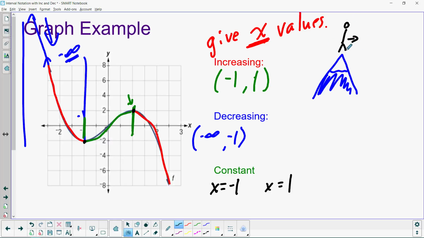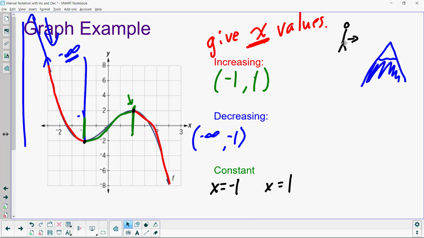Okay. Now, we still have this decreasing section over here on the right. So we need to include that in our decreasing interval. So what we're going to do is to connect this one over here, just say this spot and this other spot. The first thing we're going to do is put a union sign in the middle. This is the math symbol for the word and. Okay, it's just a big U.